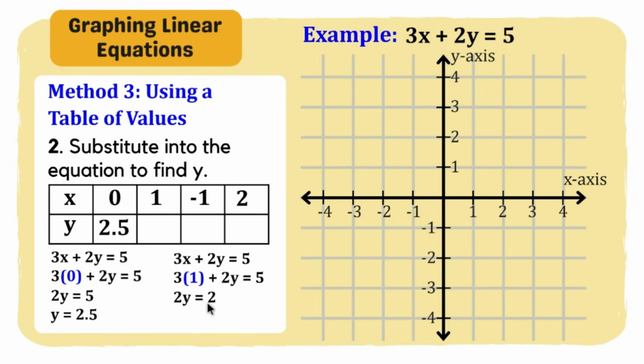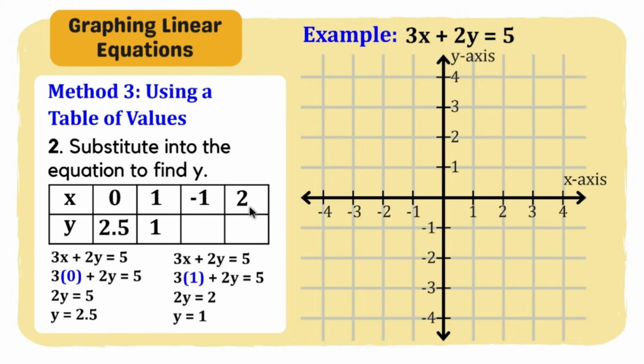Paano naging 2y is equal to 2? Yung 3 po dito, nilipat natin sa kabila using the subtraction property of equality. If we subtract 3 here, mag-subtract din tayo dito. So 5 minus 3, kaya naging 2. Next, divide natin yung dalawang side into 2 para makuha natin si y. Therefore, the answer is y is equal to 1. 2 divided by 2 is 1. So, ang partner ng x which is equal to 1 is also y is equal to 1.